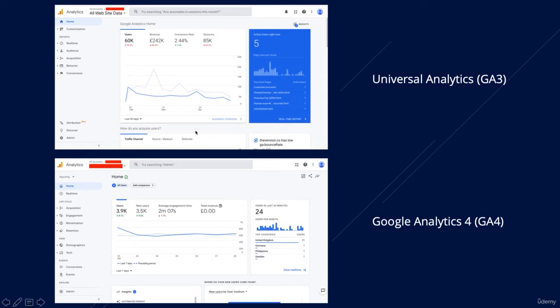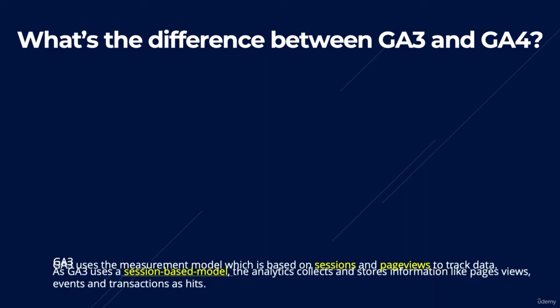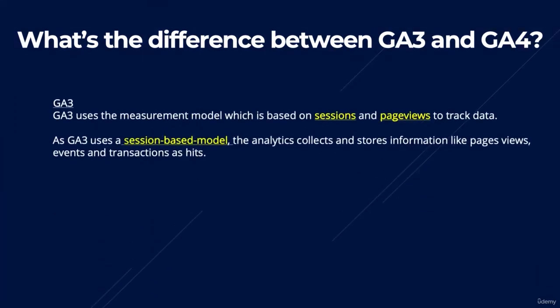However, from the front end, when you look at it visually, it's not too dissimilar. The main difference comes in the back end as to how they actually collect data. So let me go through both of them so you get a good understanding of exactly how they both work. So this is the main difference between Google Analytics 3 and Google Analytics 4. So first up, Google Analytics 3, or Universal Analytics. This uses the measurement model, which is based on sessions and page views to track all of its data.